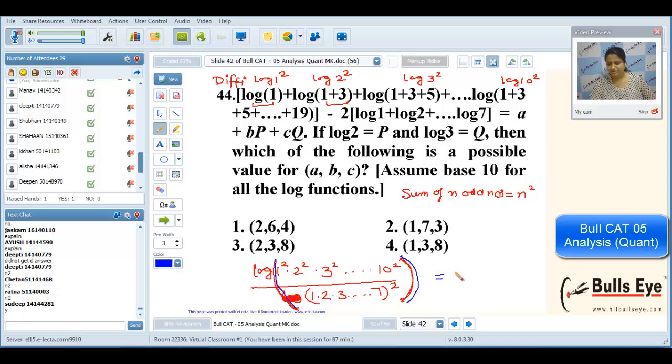So till 7 all the terms got cancelled. So we are left with this thing, log 8 square into 9 square into 10 square. Now you can solve it. Is it okay with you?